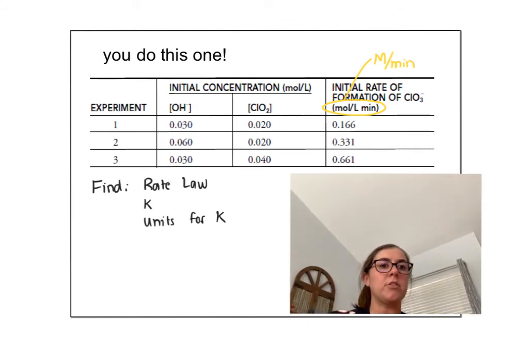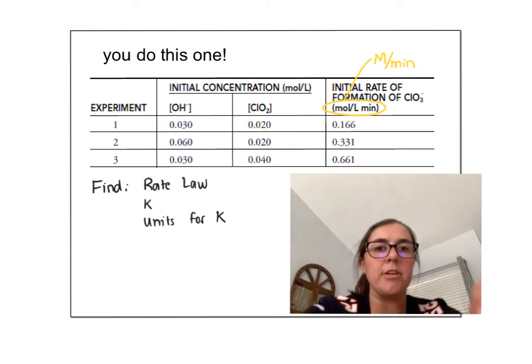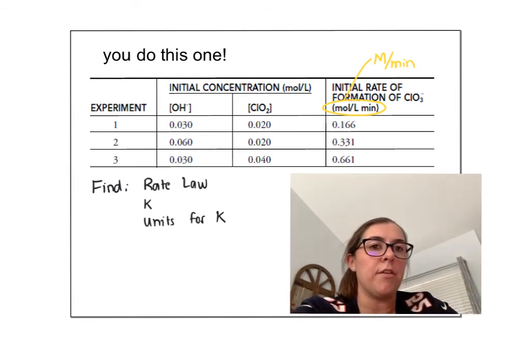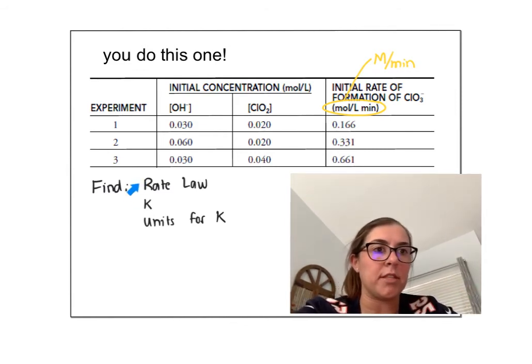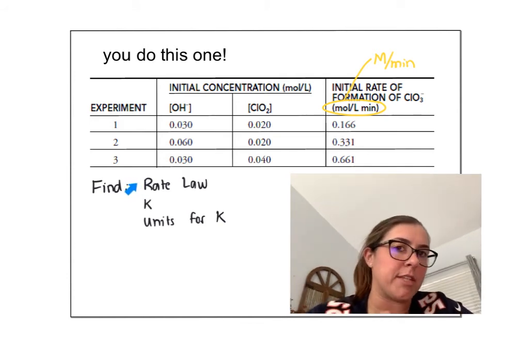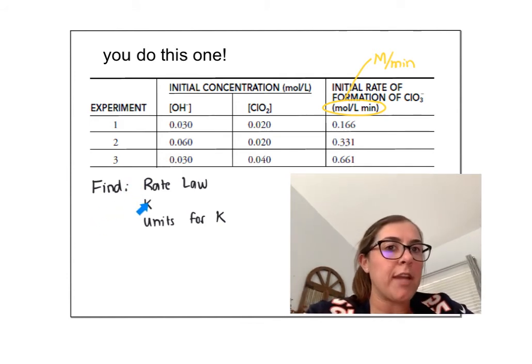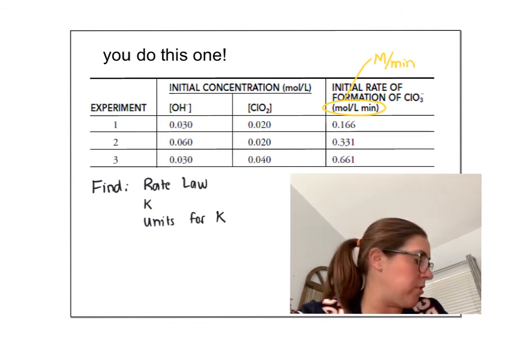Okay, now I'm going to actually let you write. Here's a different problem for you. I want you to find the rate law, so that's the rate equals K times this guy to this power of this guy and this power. I want you to solve for K, and then I want you to get the correct units for K.